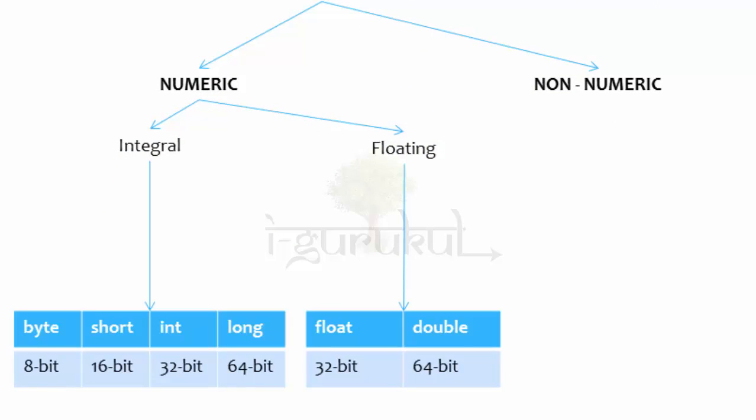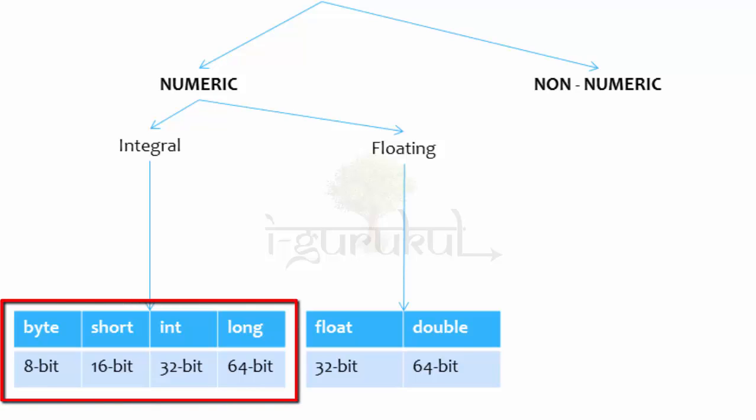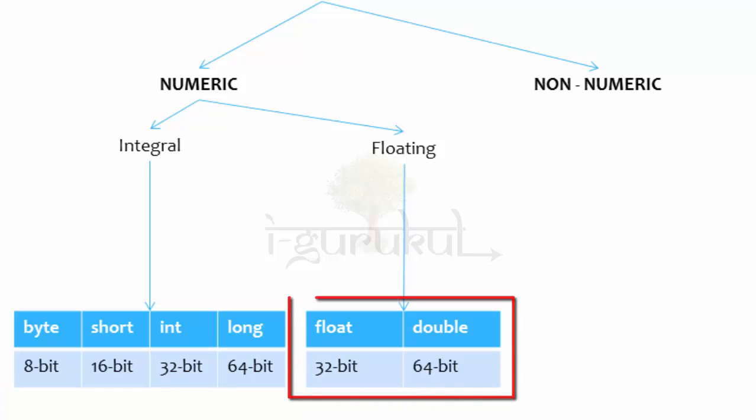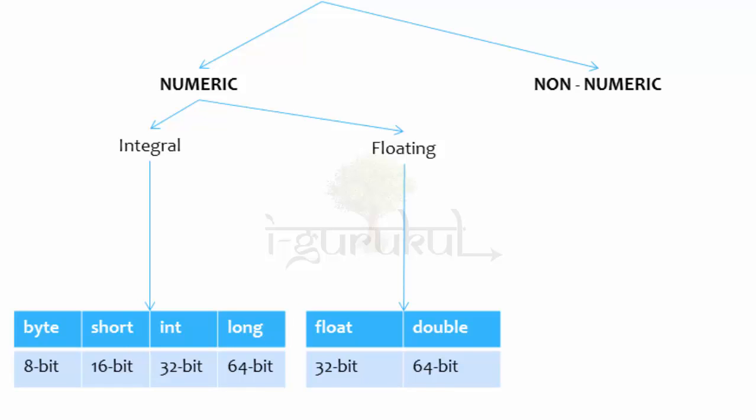Integral is then classified into four categories: byte, short, int, long. And floating point is classified into two categories: float and double. All have different memory sizes.